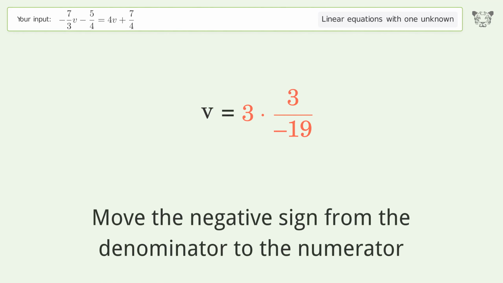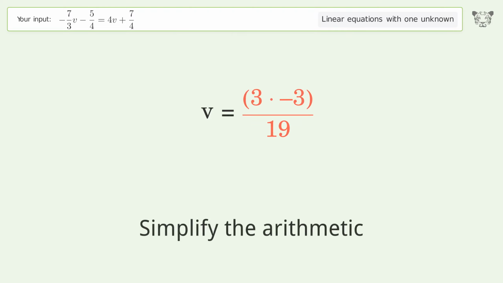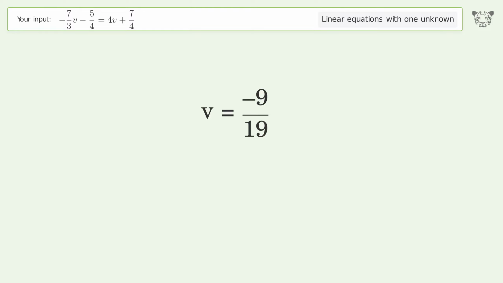Move the negative sign from the denominator to the numerator. Multiply the fractions. Simplify the arithmetic. And so the final result is v equals -9/19.